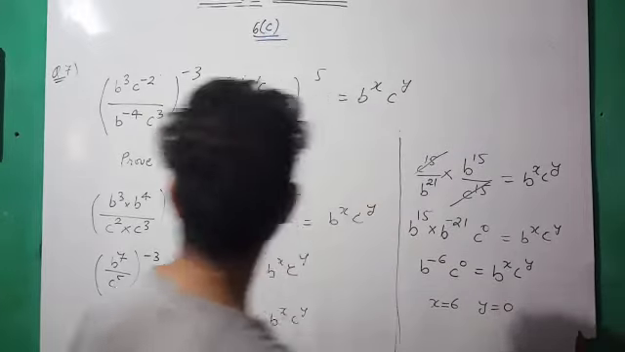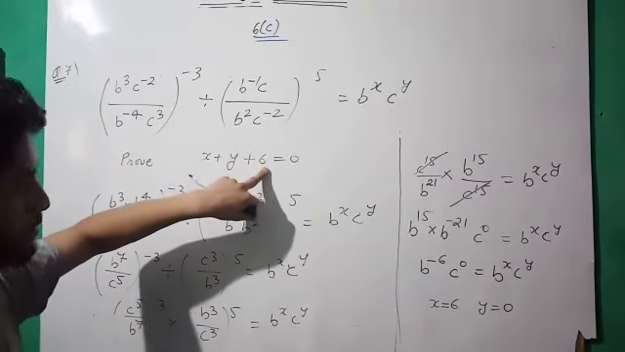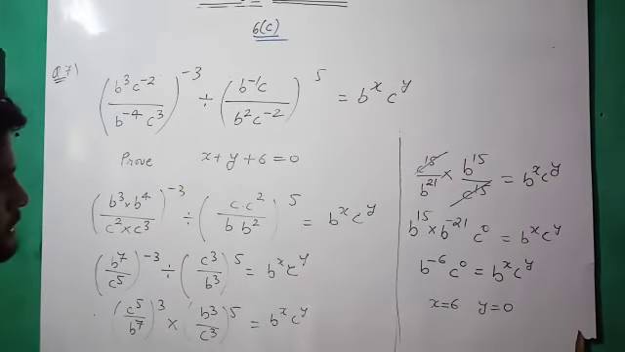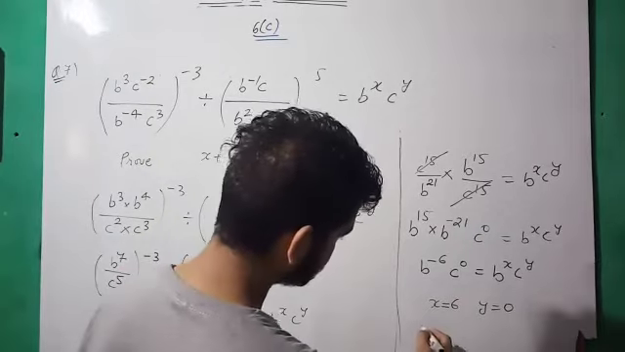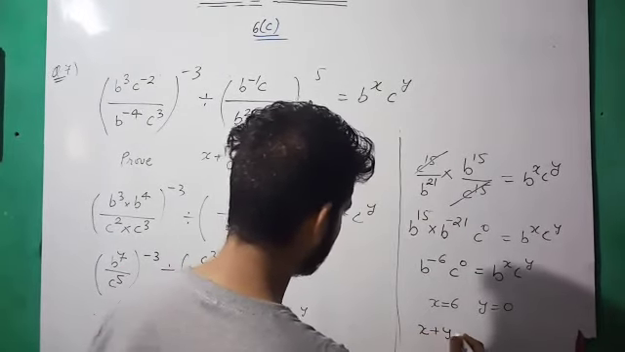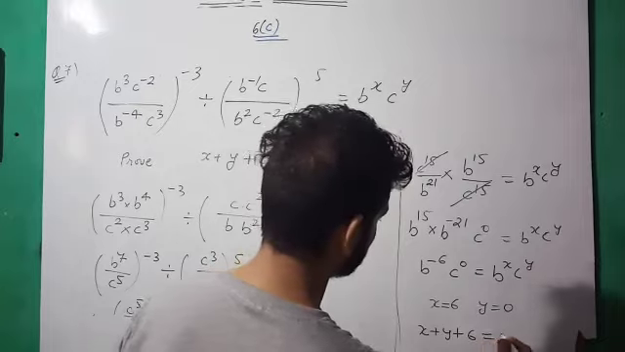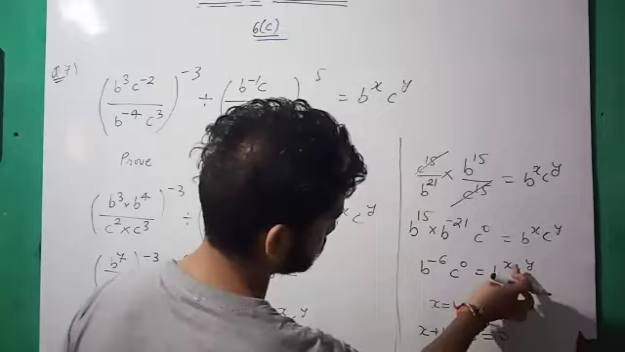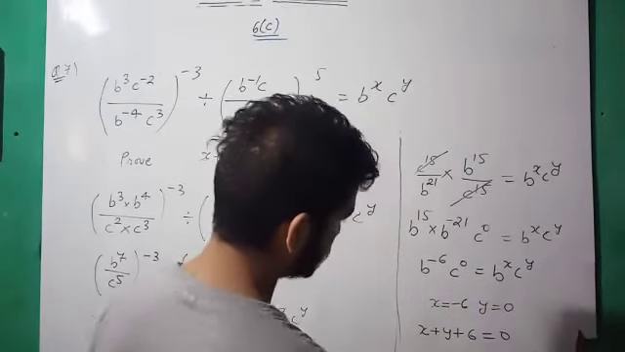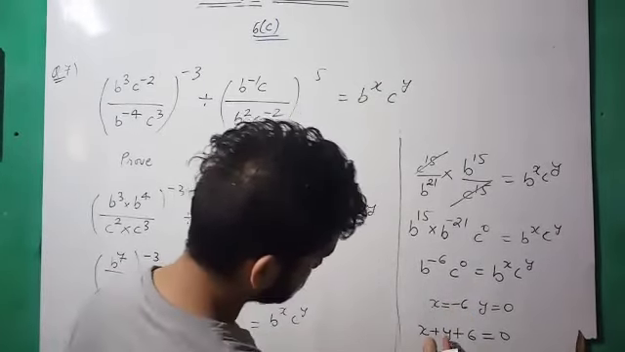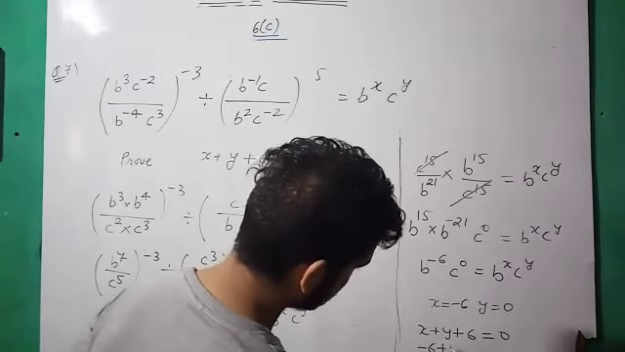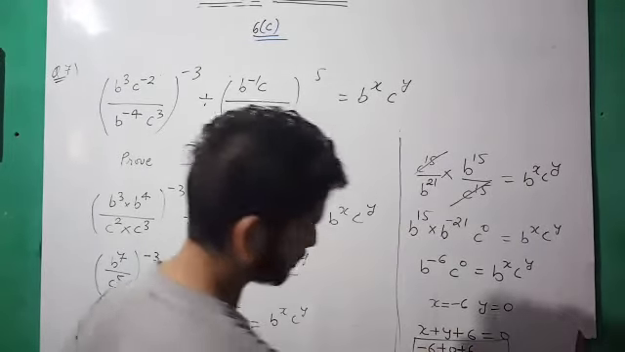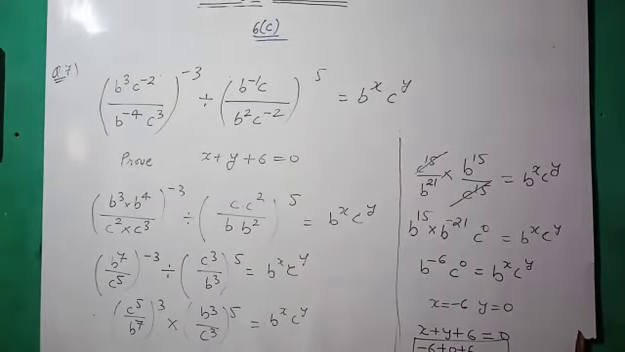Now we have to prove x plus y plus 6 equals 0. Sorry, x equals minus 6. Sorry students, x equals minus 6. We just have to put the values of x and y. x is minus 6, plus y is 0, plus 6. So minus 6 plus 6 is 0. So hence proved, x plus y plus 6 equals 0.